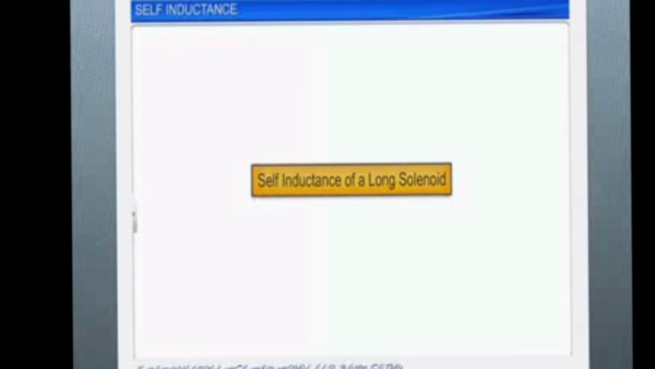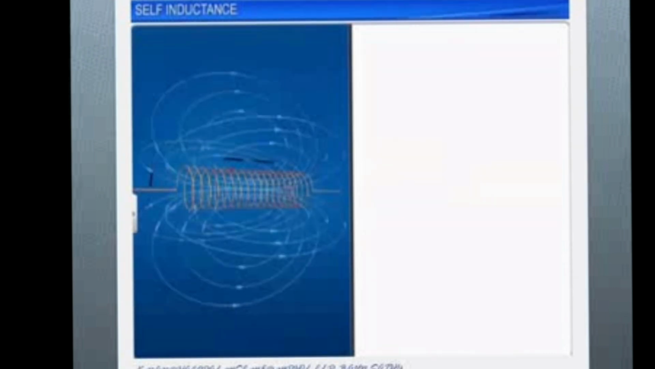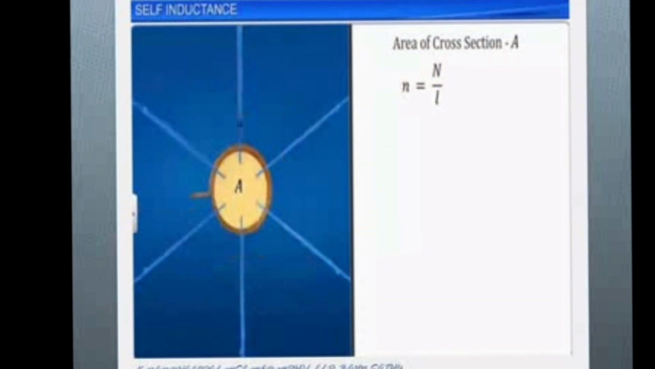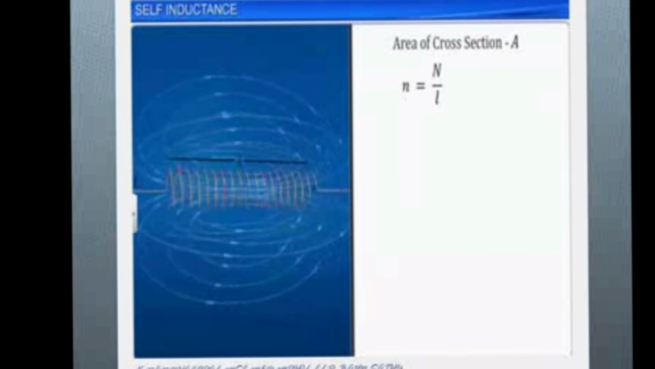Next is the self-inductance of a long solenoid. Now we are going to take a very long solenoid and calculate its self-inductance. Take the length of the coil as L, the cross-sectional area as A, and the number of turns as N. So n is equal to N by L, or you can write capital N equal to small n into L. You can write it like that also.